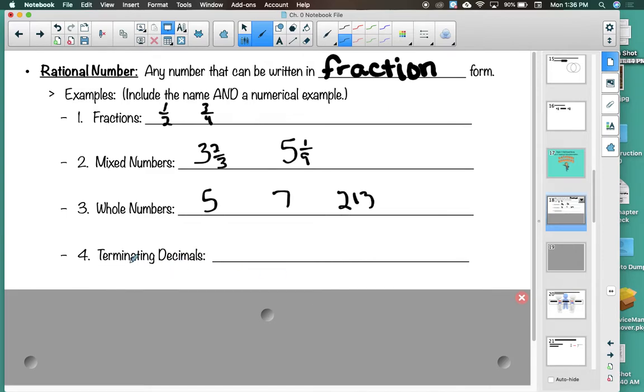Terminating decimals. Okay, so you maybe are not familiar with this word terminating. Terminate means to end or to stop. So a terminating decimal is a decimal that stops, like 5/10 or 215 thousandths or 8 75/100ths. All of those are terminating decimals because they end.